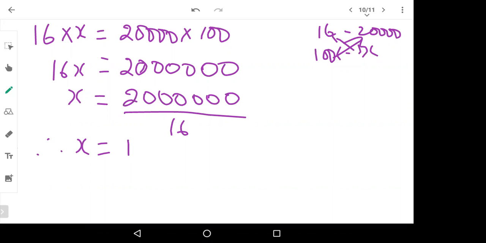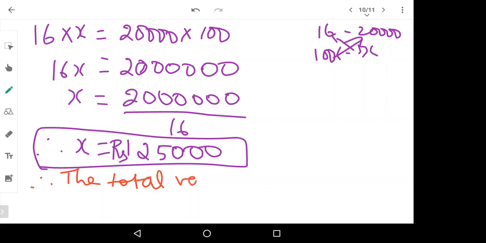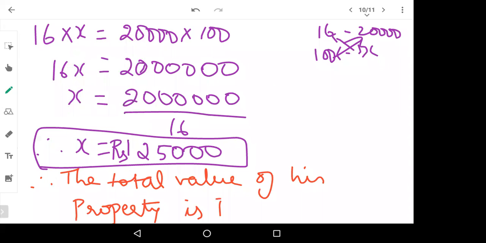You will finally get 1,25,000. So this will be the total value of the property of the man. So write the conclusion. Therefore, the total value of his property is rupees 1,25,000. This is the complete answer.